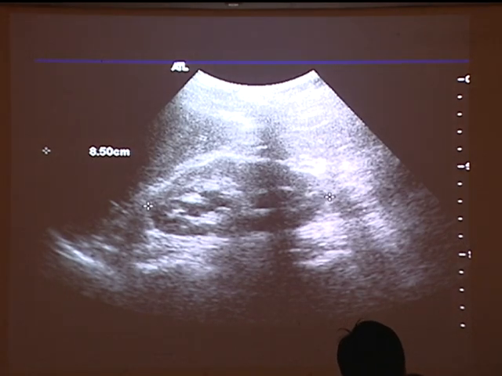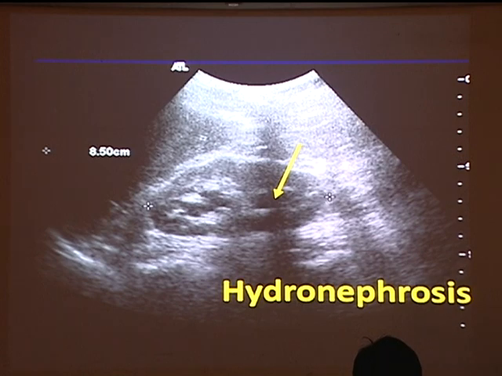This is what hydronephrosis looks like. You can see the hyperechoic region in the sinus, but it is occupied by some hypoechoic region. It's called hydronephrosis: the hypoechoic in the hyperechoic, right? If it is mild hydronephrosis, you can see three layers: the hypo, the hyper, and the hypo.